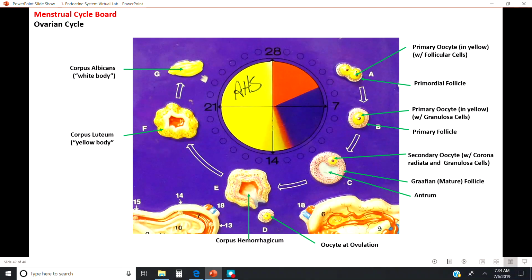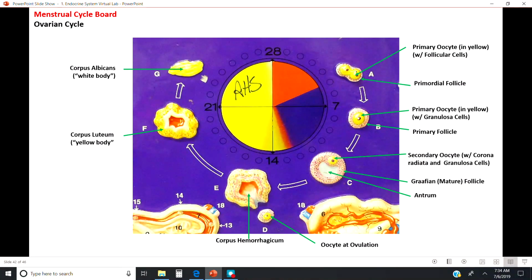What I did was I just blew up the ovarian cycle. What we have over here is the end of the previous month. We're going to say there's a perfect 28-day cycle. Then this shows the first week, day 7, to the second week, which is day 14, and then the third week, and then the fourth week. So we're going to look at some of the changes that take place.